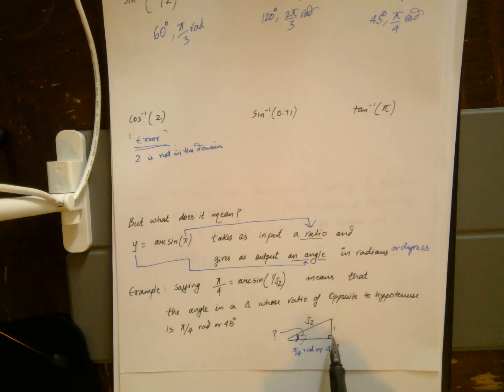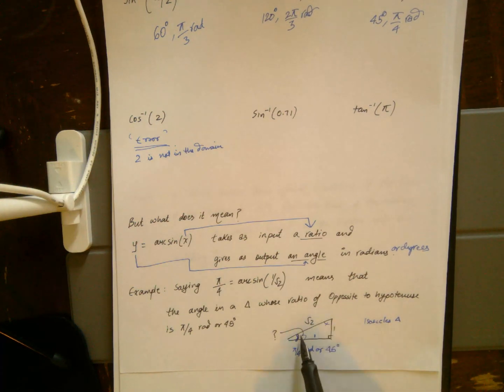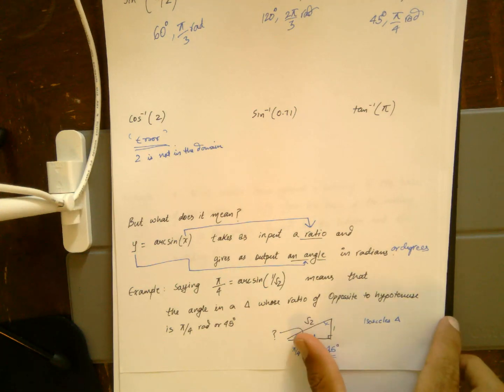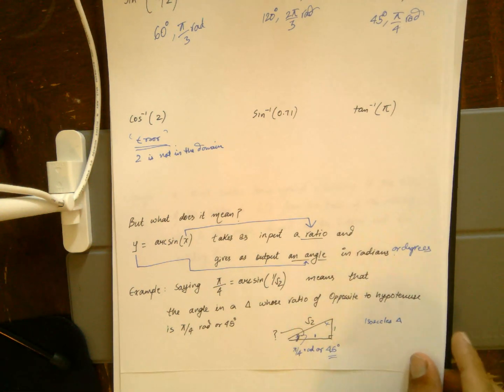You can kind of verify this. Root 2 and 1 means this side is 1, which means it's an isosceles triangle. In an isosceles triangle, these angles are equal. If this is 90, they have to add up to 90. Two equal things adding up to 90, the only possibility is that they are each 45 degrees. So that's what it means: because it's an inverse function, it takes a ratio and returns the angle.